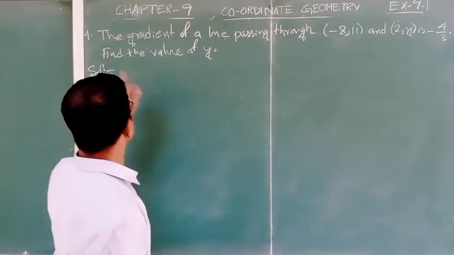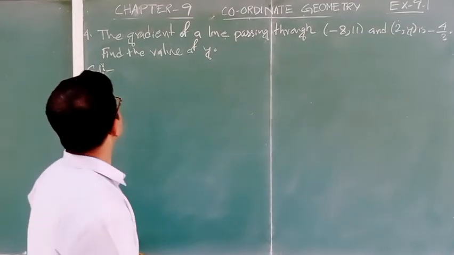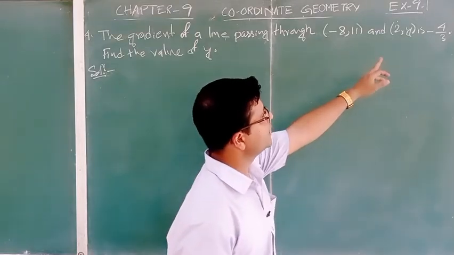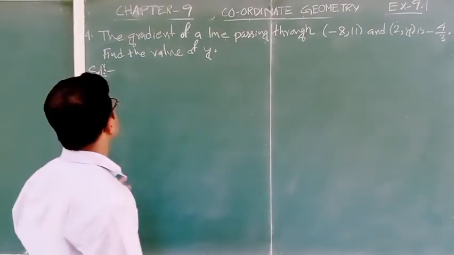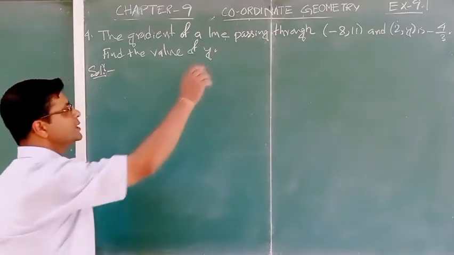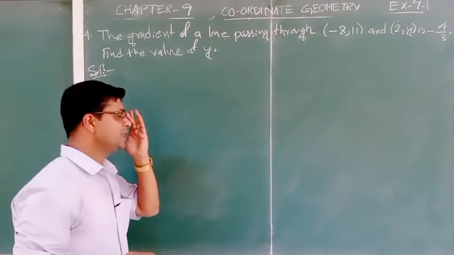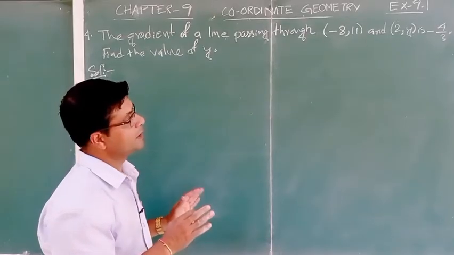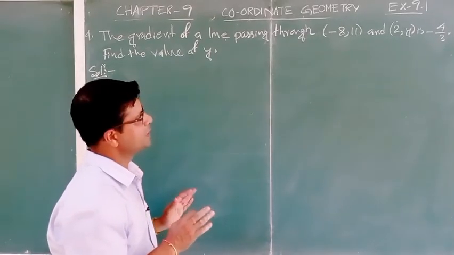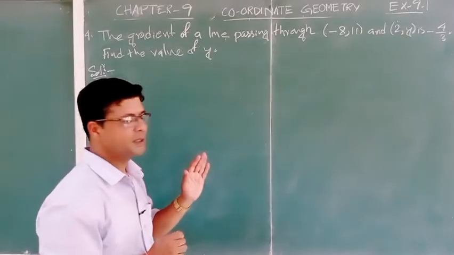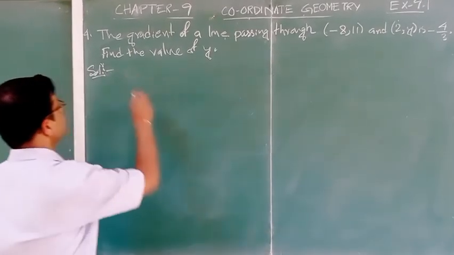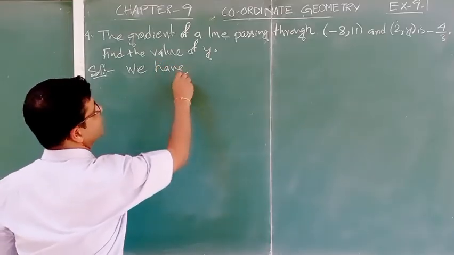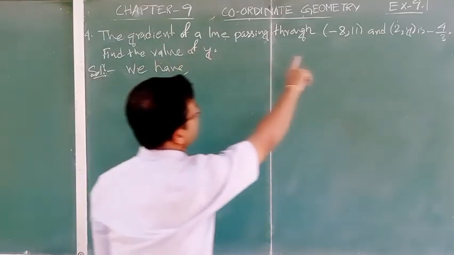Alright. Now, we have taken question number 4. Let us read the question. The gradient of a line passing through (minus 8, 11) and (2, y) is minus 4 by 3. We have to find the value of y. Okay. This exercise is basically just the application of the formula, or rather the definition, not the formula, the definition. This exercise is very simple, very simple. Okay, so here we have to find the value of y. What is given? The gradient of a line is given.